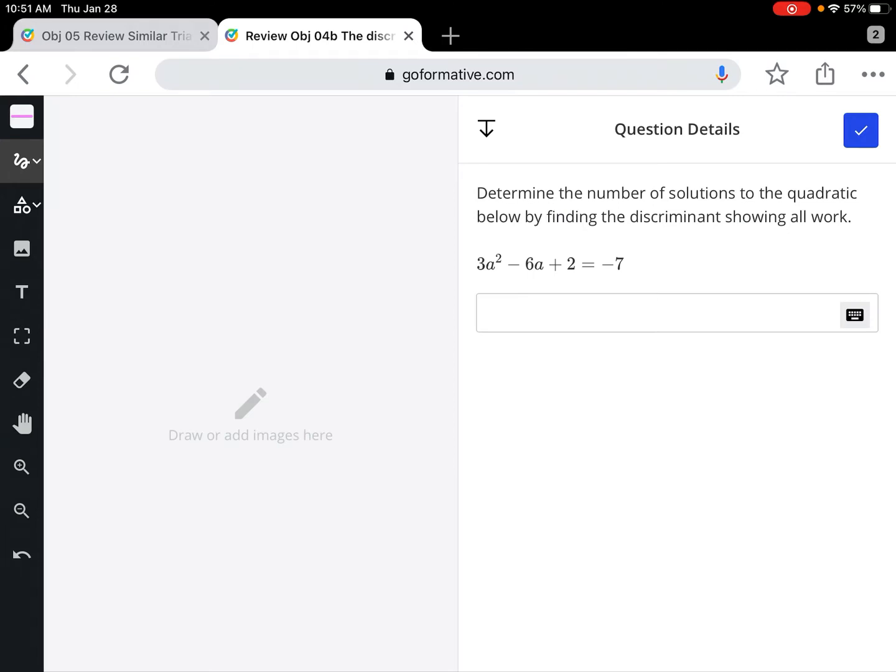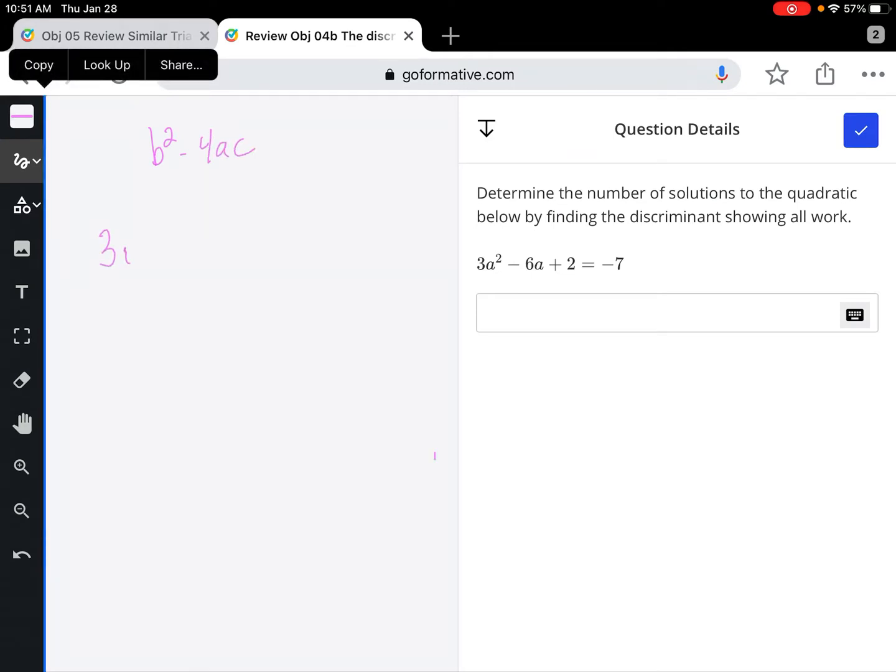So here's our video for the discriminant. So first question is: determine the number of solutions of the quadratic by finding the discriminant. The discriminant is just what's under the square root in the quadratic formula. That's b squared minus 4ac.